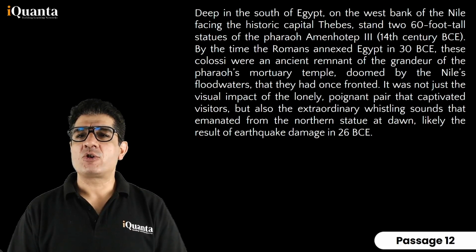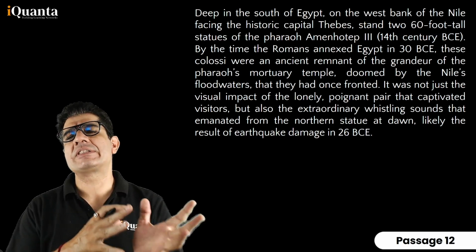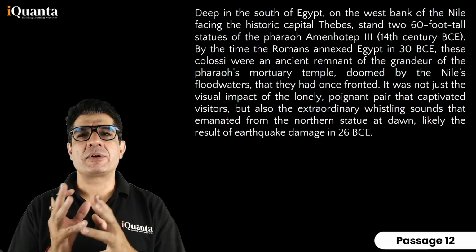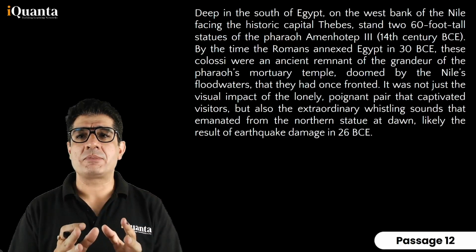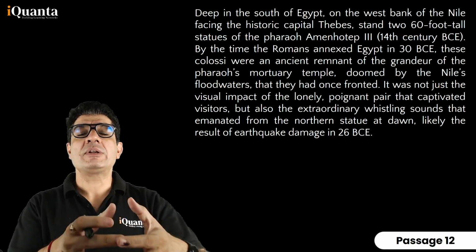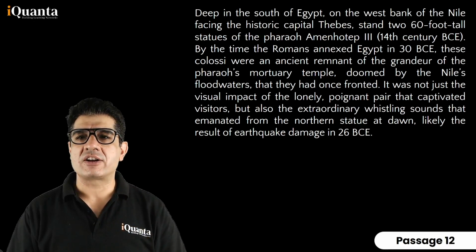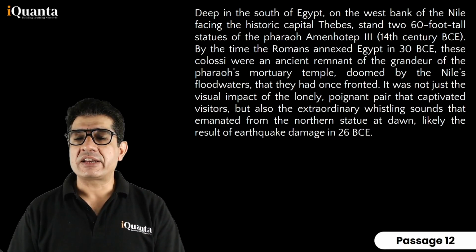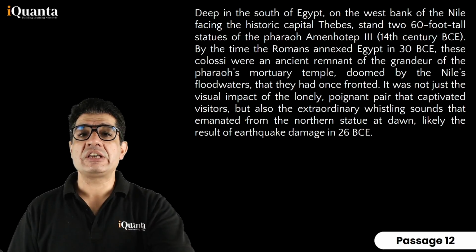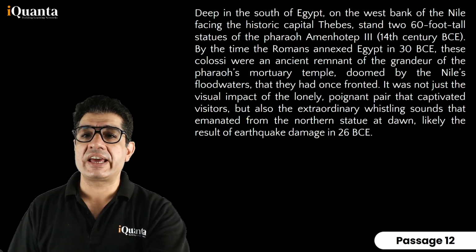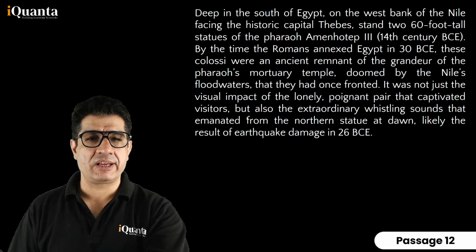So by the time the Romans annexed Egypt in 30 BC, so prior to that, Egypt must have been either a part of some other kingdom or an independent country. But then in around 30 BC, Romans annexed it. Romans took it under their control. So by the time the Romans annexed Egypt in 30 BC, these colossi were an ancient remnant of the grandeur of the pharaoh's mortuary temple. Okay, let's take a pause.